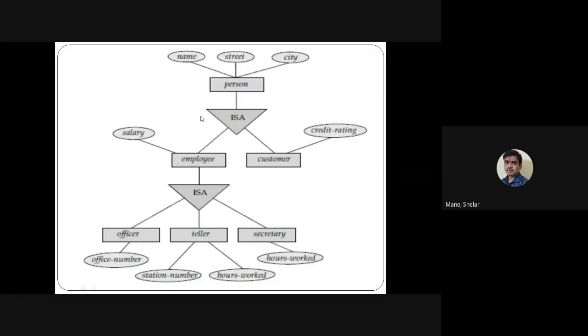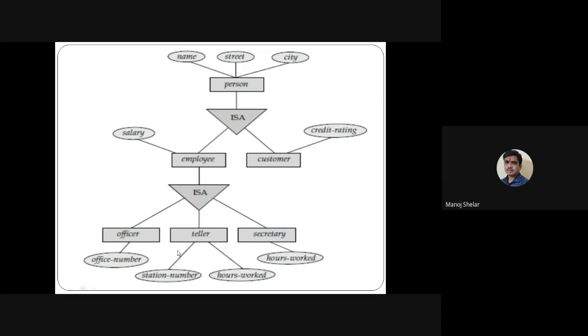Okay, so let us start with the remaining point of this lecture. Specialization means a top-down approach: person, employee. Person is a higher level entity, employee is a lower level entity. So what is specialization? Specialization means a top-down approach, and generalization means a bottom-up approach.